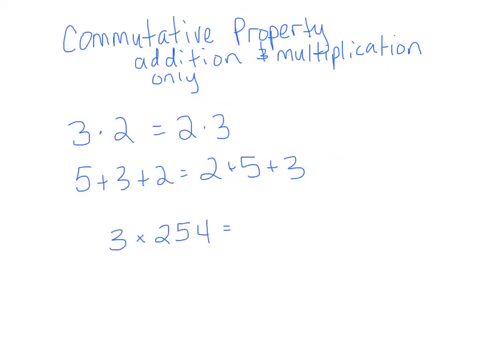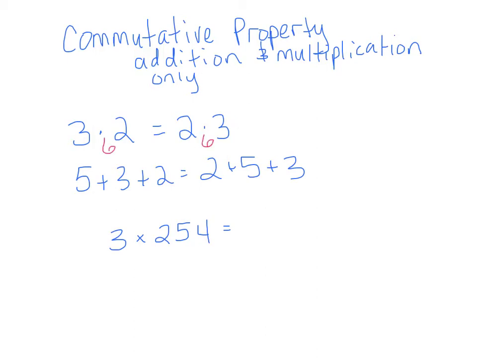Okay, the commutative property. You've heard me talk about the commutative property a lot. I mention it a lot in class because I use it a lot. Commutative property works for addition and multiplication only. And basically what this means is that as long as it's all addition or it's all multiplication, it does not matter which order you go in. For example, 3 times 2 is the same thing as 2 times 3, even though they're in different order. So 3 times 2 is 6, and 2 times 3 is 6.